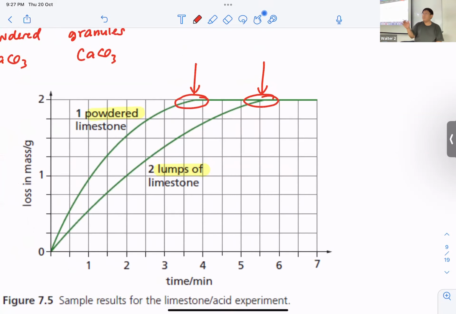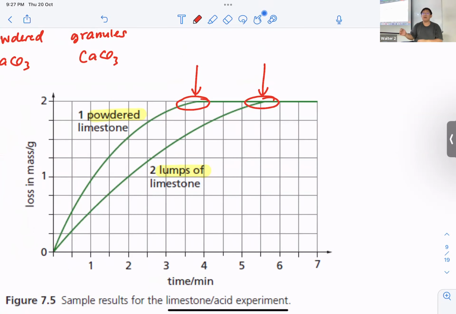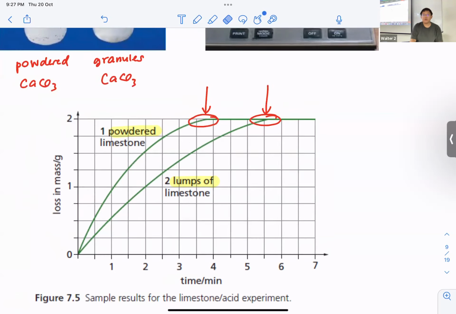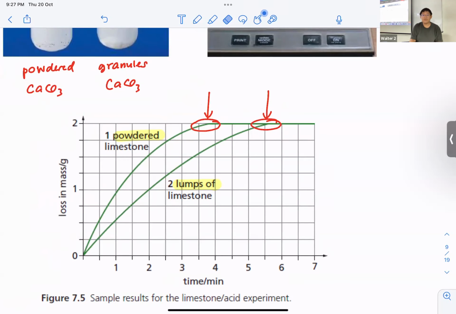Okay, so again, possible questions they can ask you in the exam is they will ask you to sketch a graph. They'll give you one curve already. They will ask you to sketch another one, either lower rate of reaction or higher rate of reaction. So if it's higher rate of reaction, you're supposed to sketch the graph above the existing graph. If it's lower rate of reaction, you're supposed to sketch a lower one. You understand?